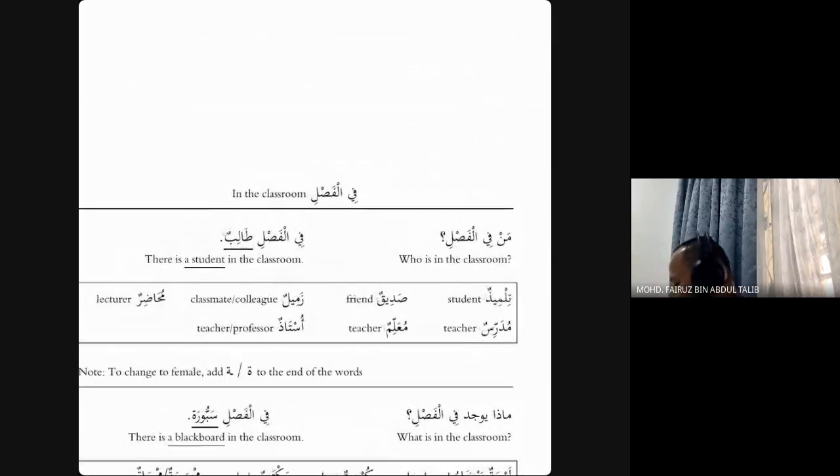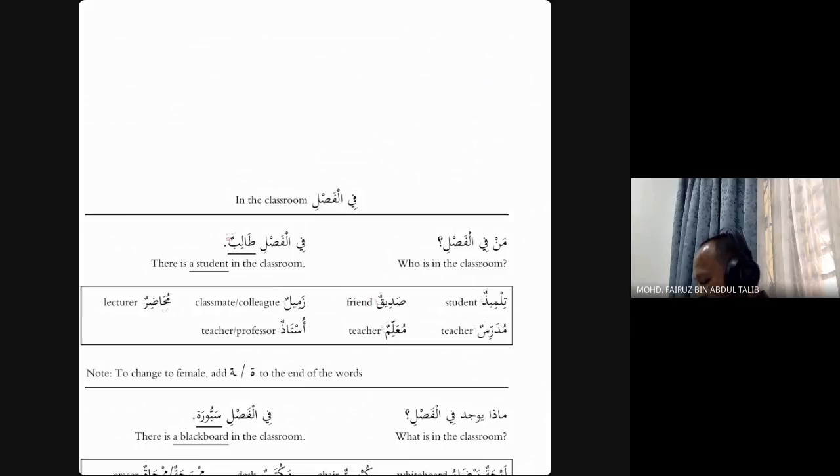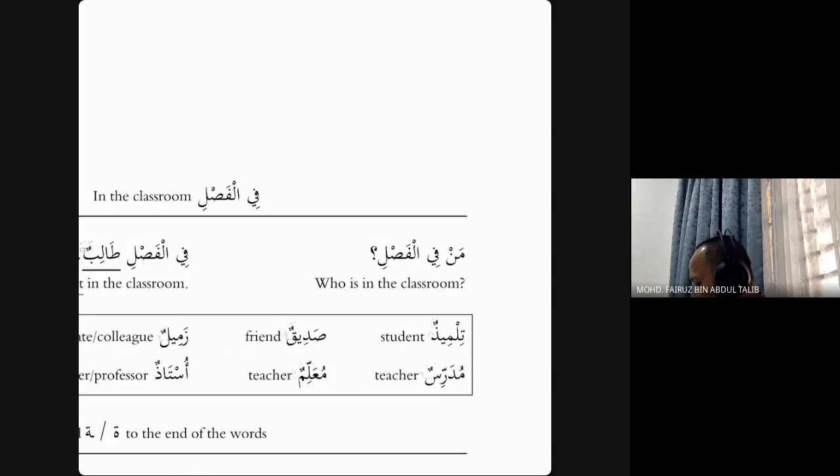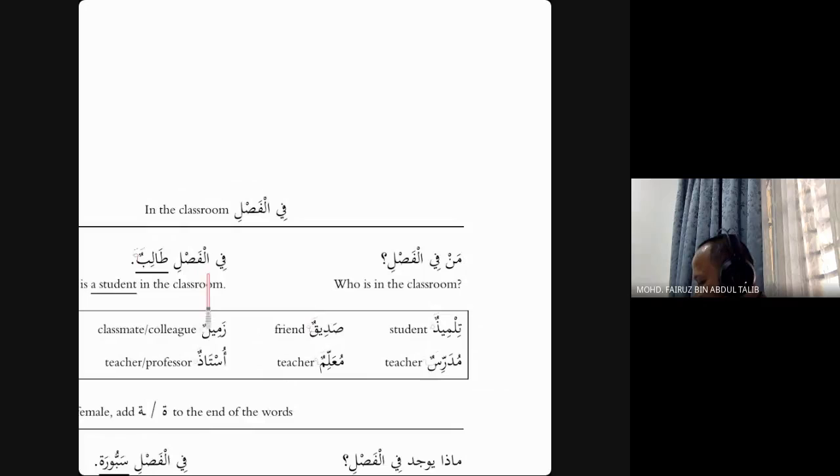Now let us try this quickly. I ask each of you this question again: man fil fasl? I want you to respond to the question using any of these words. You are free to use male or female words. You just say fil fasli, and then you mention that person.